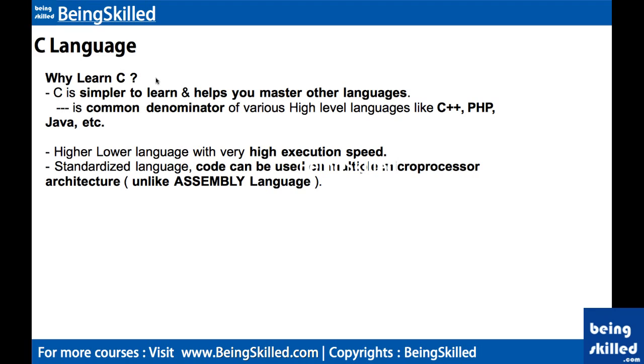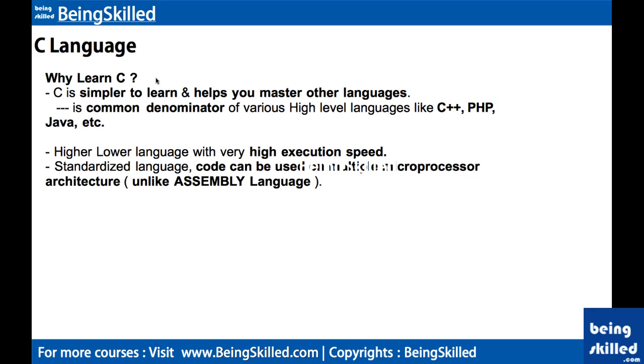C is known as a higher-lower language because it is lower in terms of its closeness to the machine, while it's higher because, unlike assembly language, which is very difficult and very error-prone, there will be lots of errors while you are writing code in assembly language. So C has very high execution speed.